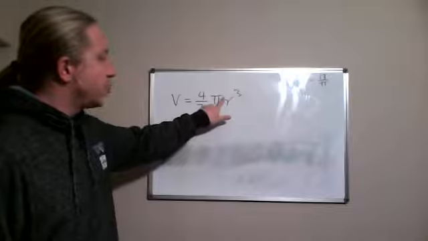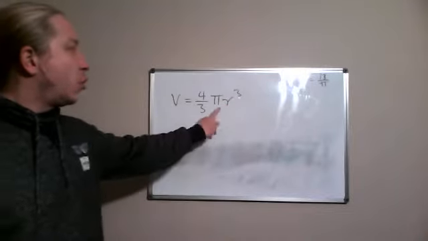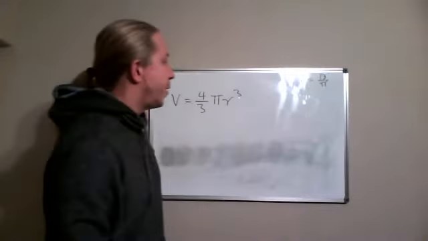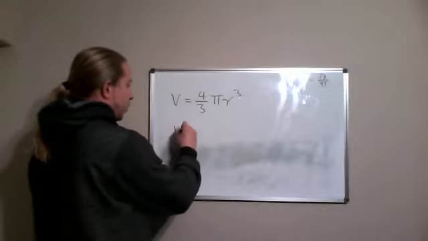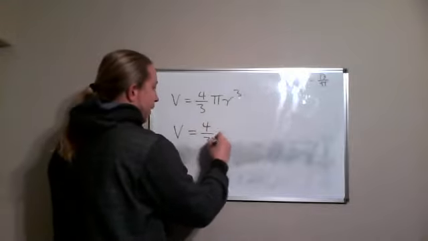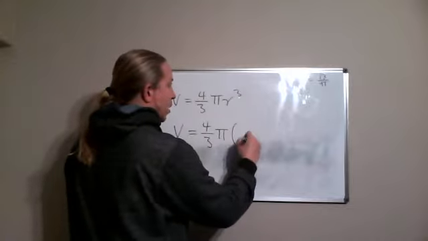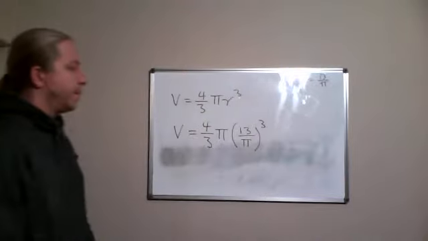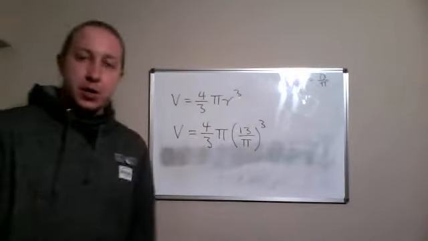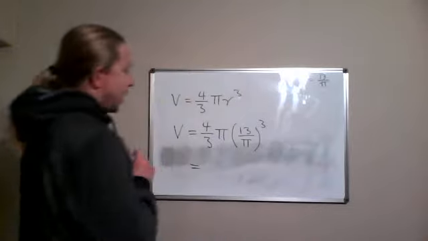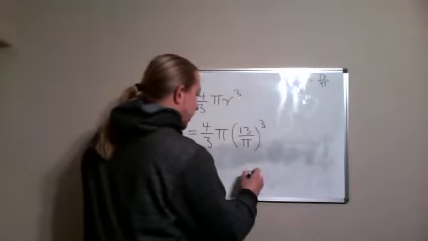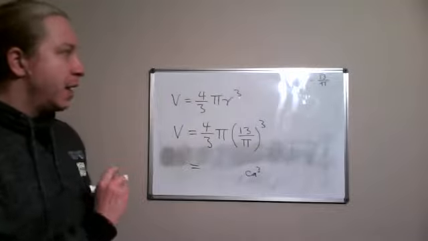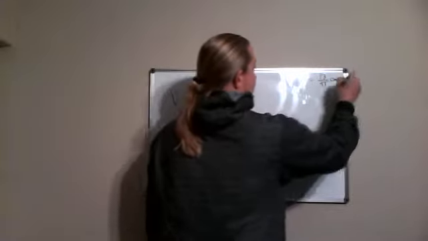All that we need is this radius, and we're cubing it. So all that we're going to do is put the value of our radius that we worked out to be 13 over pi into the volume formula. So volume equals 4 over 3 pi into 13 over pi cubed. Now all you do is put that into your calculator and give me the answer. Remember, the answer is in centimeters cubed because we're talking about volume here, and this radius is also in centimeters.